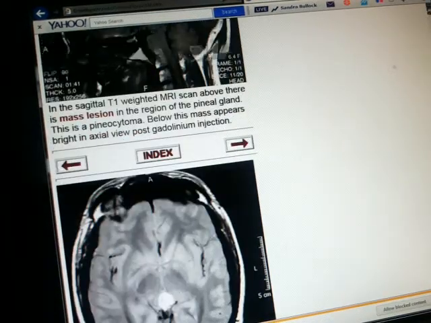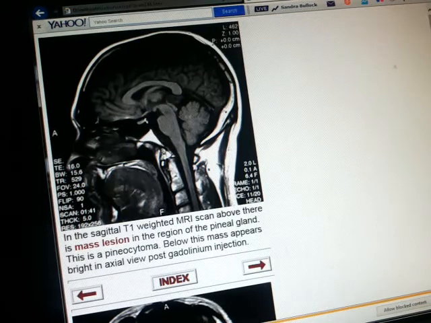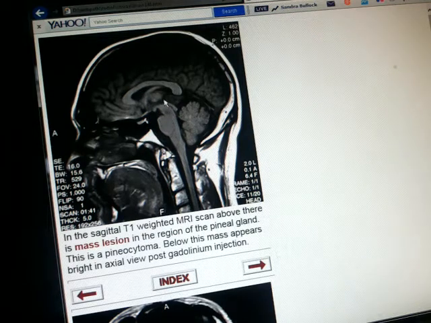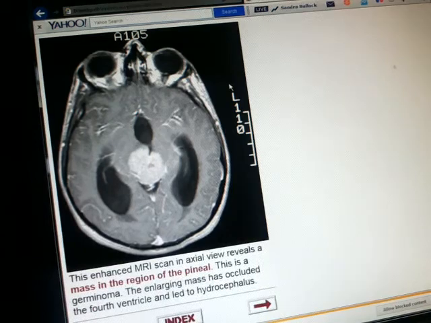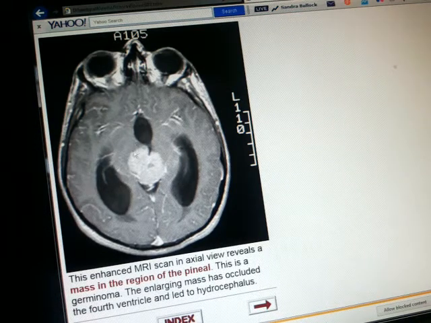In this MRI section, there is a mass lesion in the region of the pineal gland here, corresponding to pineocytoma. Below this mass, it's more evident here. This is the lesion in the area of the pineal gland. Also, this is an MRI section showing an enlarged mass in the area of the pineal gland.